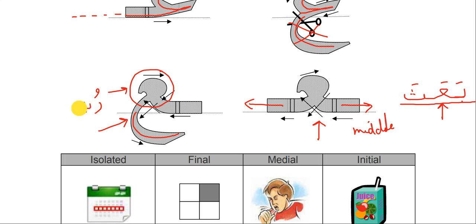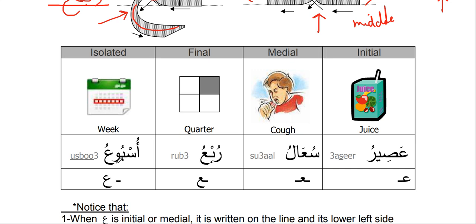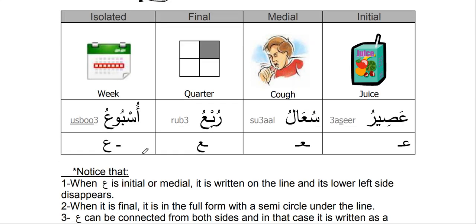So we will connect the tail at 45-degree, going up at 45, making the same knot of the tie and then coming back at 45, then going down the line making the pot belly of the ayn. This is written on top of the line and the pot belly of the ayn goes below the line. Rubu'u. So that's how the ending letter ayn is written, and when it is isolated, it's written in its full form. So let's do these random words here.